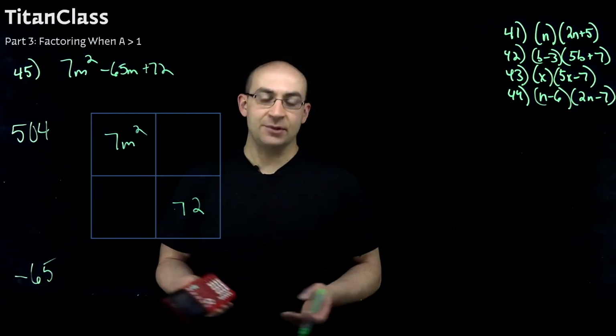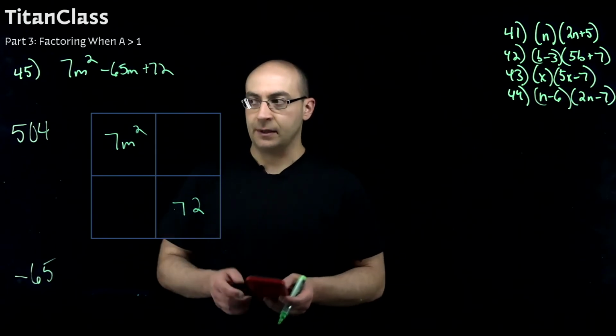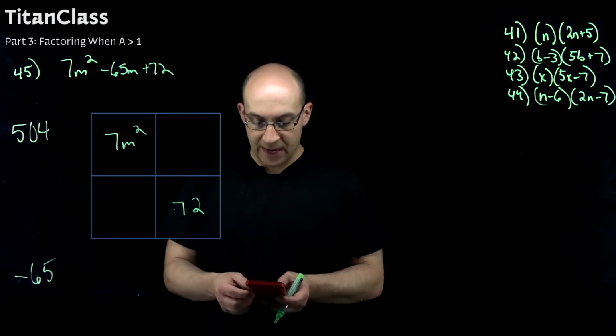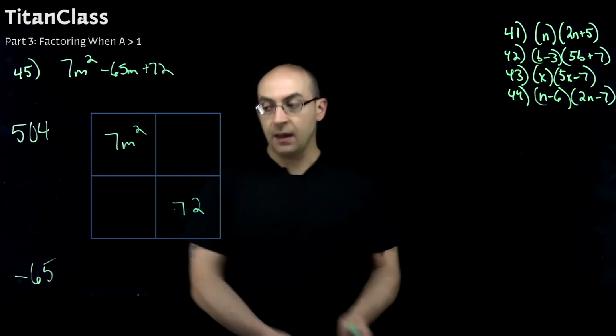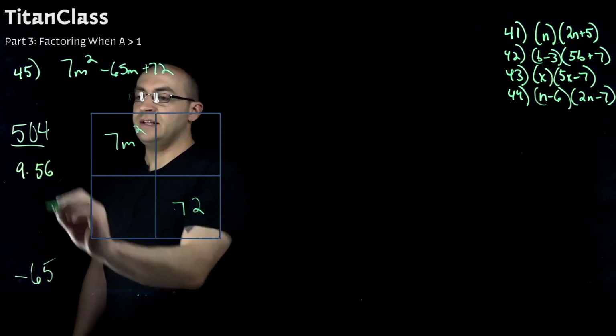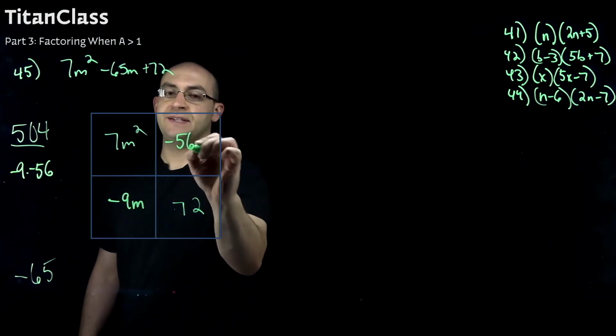It's going to bring up a couple of little graphs here. I know you can't see that. I don't know why I'm showing you. I'll make a separate video about how to do this functionality. So I'm looking for a pair of factors of 504 that I could get to negative 65. 9 times 56. And they both have to be minus. So negative 9m, negative 56m.